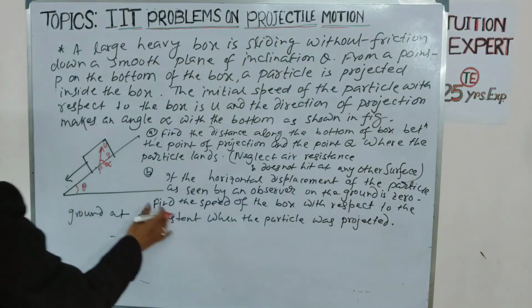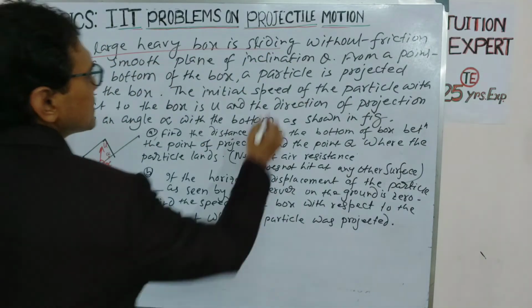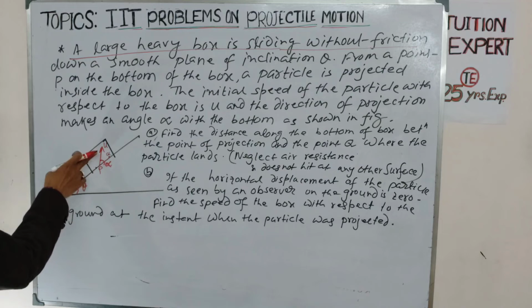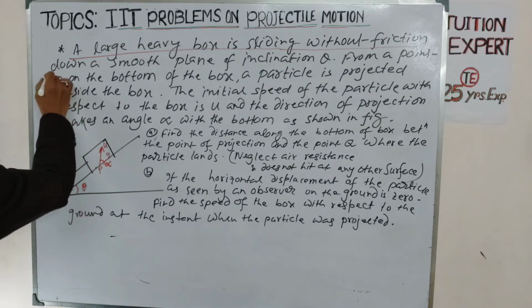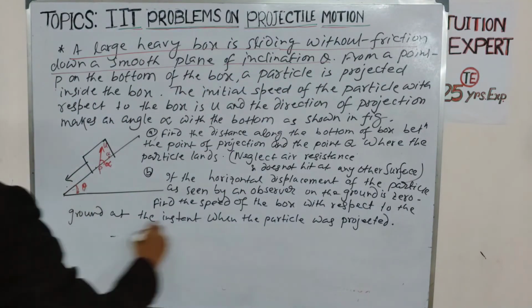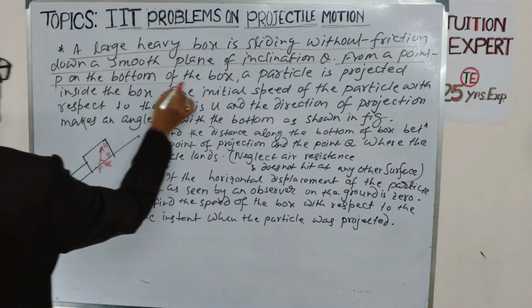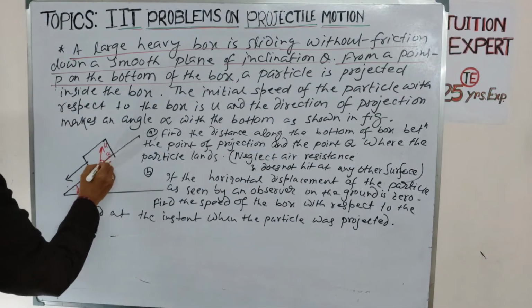So this is the problem. I repeat the problem once again. A large heavy box is sliding without friction. Suppose this is the plane. A box is on the plane and it is sliding without friction down a smooth plane of inclination theta. Suppose here is a point P on the bottom of the box.